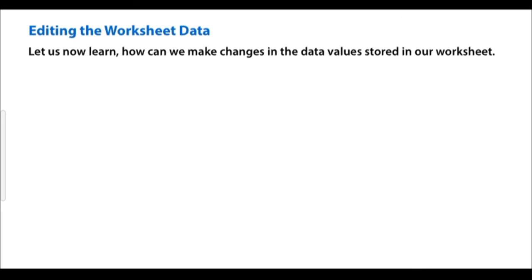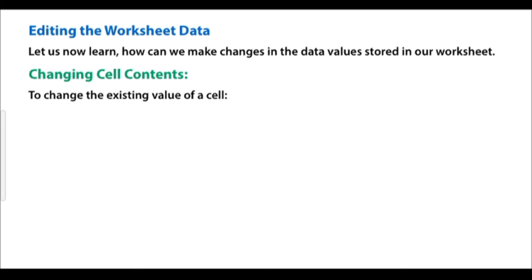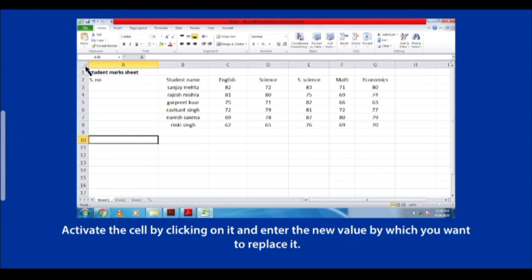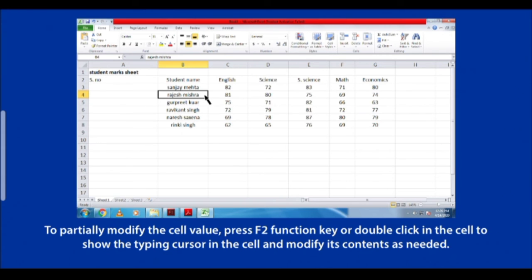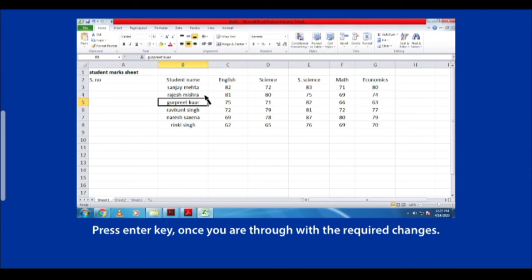Editing the worksheet data. Let's now learn how we can make changes in the data values stored in our worksheet. Changing cell contents. To change the existing value of a cell, activate the cell by clicking on it and enter the new value by which you want to replace it. To partially modify the cell value, press the F2 function key or double-click in the cell to show the typing cursor in the cell and modify its contents as needed. Press the Enter key once you are through with the required changes.